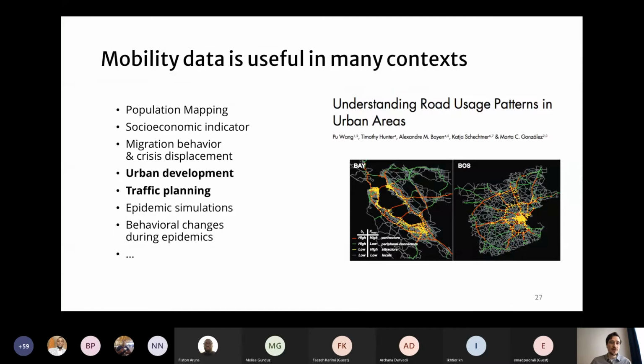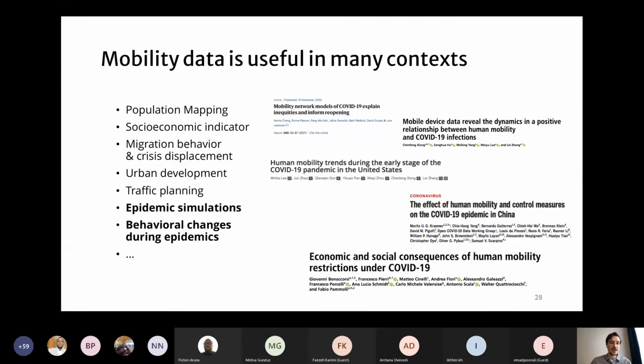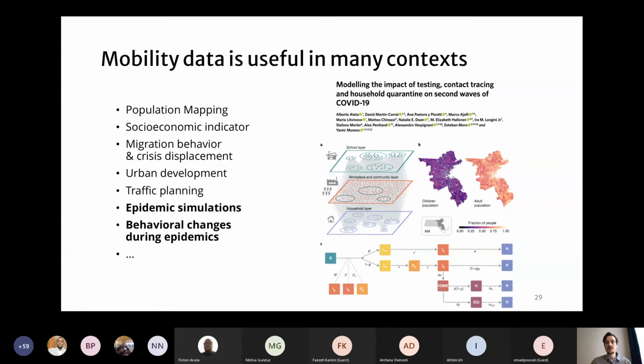And then, of course, there's the big field of epidemic simulations and tracking behavior during epidemics, which has always been an interesting field of research, but which has exploded in 2020. So here are just some of the headlines of studies that have come out in that time that have heavily relied on mobility data. And there are two aspects of this. One is you can use mobility data to simulate epidemic spread. And this has been the classical use case.